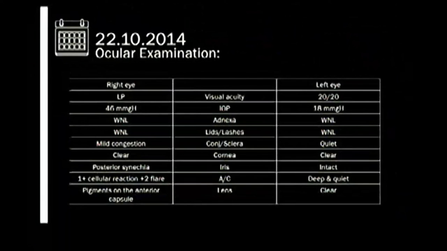A 50-year-old gentleman came to the Kekesh emergency room complaining of pain, redness, and photophobia in the right eye for the past 1 year. The patient had been to another hospital, was told he had an eye inflammation, and was given prednisolone acetate drops and oral steroids, and then referred for a ciliary body growth. His medical history was unremarkable. On ocular examination, his right eye, the complaining eye, was light perception with a high intraocular pressure of 46 mmHg, mild conjunctival congestion, posterior synechia, plus one ciliary reaction and plus two flare. There are pigments on the anterior capsule of the lens.